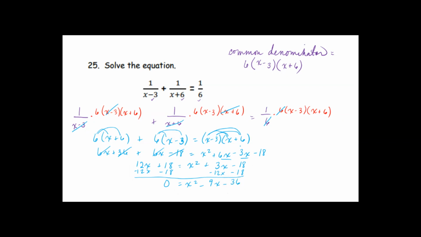And this is where you're going to want to factor, right? So what two numbers will multiply to give me negative 36 but add to give me negative 9? That's going to be negative 12 and positive 3. So if you set each of those parentheses equal to 0, you'll get x equals 12 and x equals negative 3. So those are my solutions here.